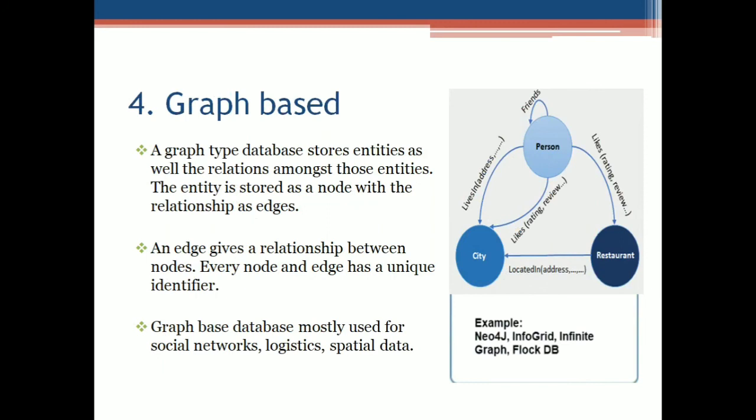And the final is the graph based database. As the name indicates, here the data is stored in the form of graph. The relations among the entities are denoted in the form of graph, and the entity is the node, whereas the relation is the edge. Here city, person and restaurant are the nodes, and the relationship is that the restaurant is located in this city. So the edge gives a relationship between the nodes, and every node and edge has a unique identifier.